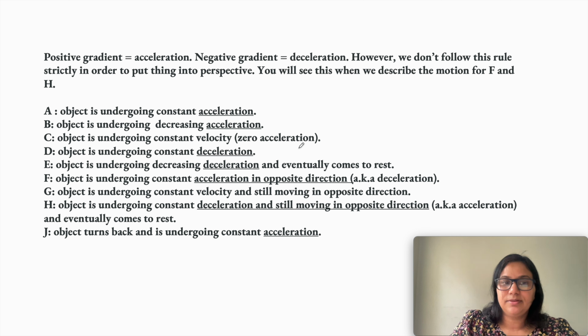At F, the object is undergoing constant acceleration in the opposite direction. And at G, the object is undergoing constant velocity and still moving in the opposite direction. At point H, the object is undergoing constant deceleration, still moving in the opposite direction, and eventually comes to rest. At J, the object turns back and is undergoing constant acceleration.